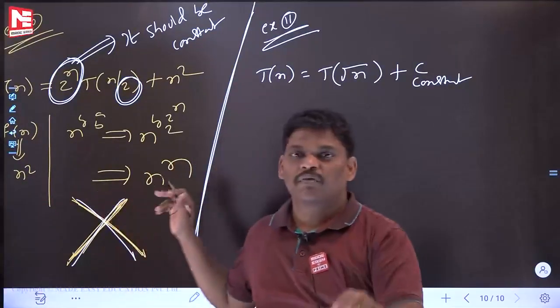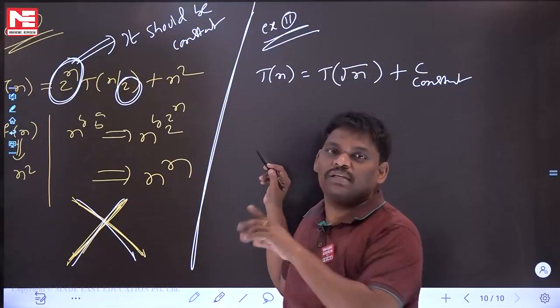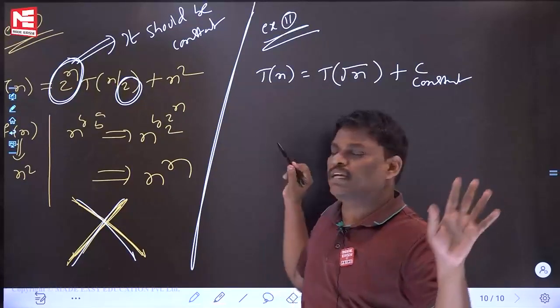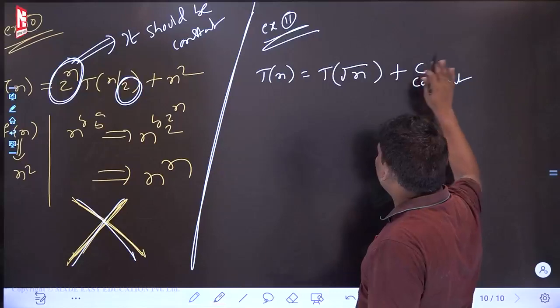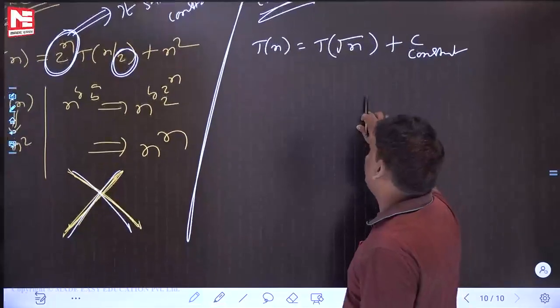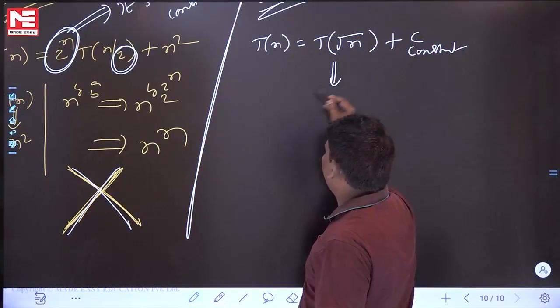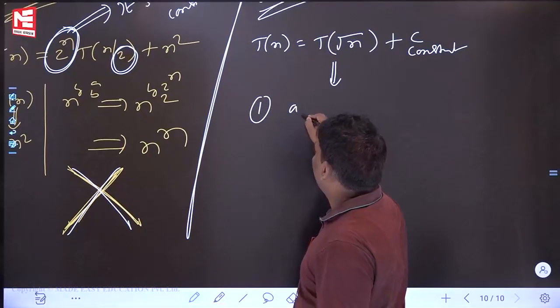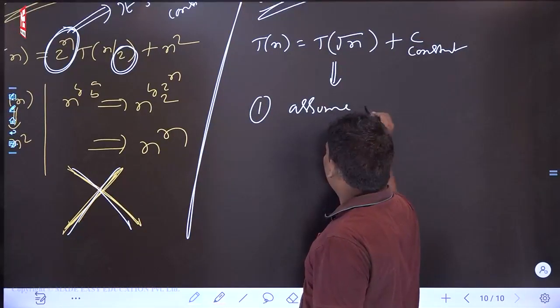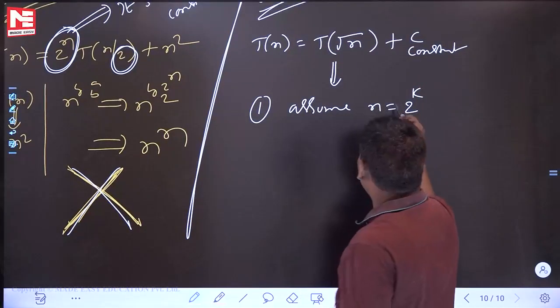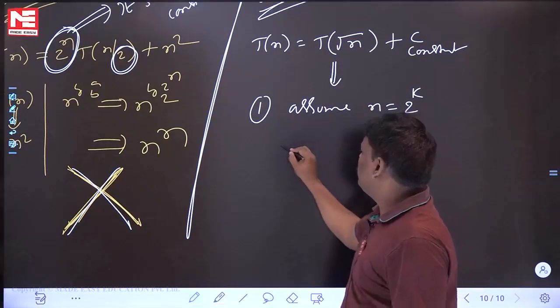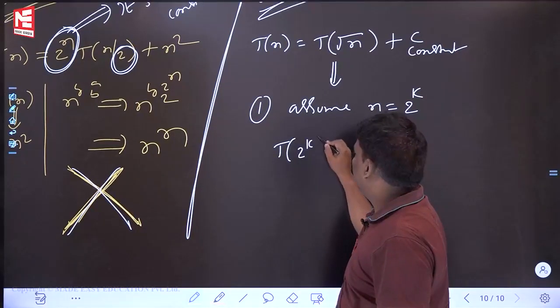I am explaining. One nice procedure is there. Please listen one time, it is enough. I am giving the answer, very simple it is. See the first step. First step is going to be assume n is equal to 2 power k. If you assume n is equal to 2 power k, substitute.